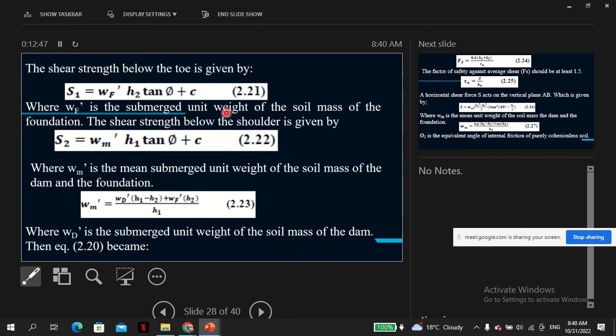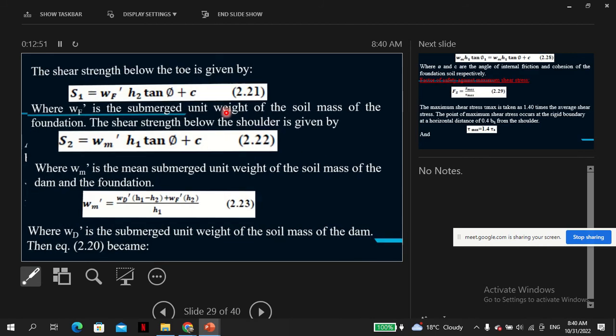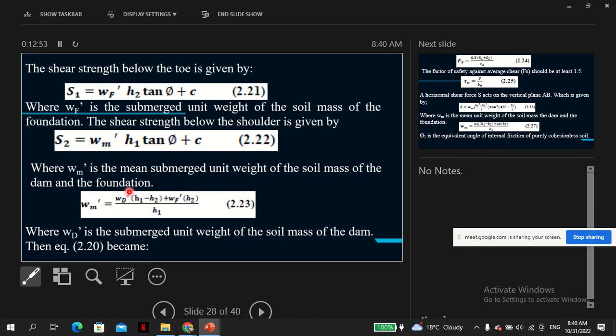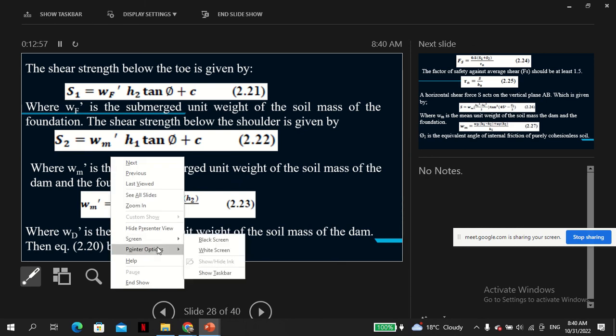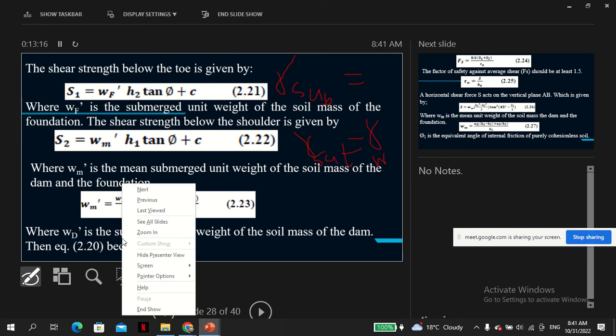Please note how to get the submerged unit weight, because we can assume many times that students know, but they don't know. Submerged unit weight equals gamma sat minus gamma water. Okay, so hope that is clear.